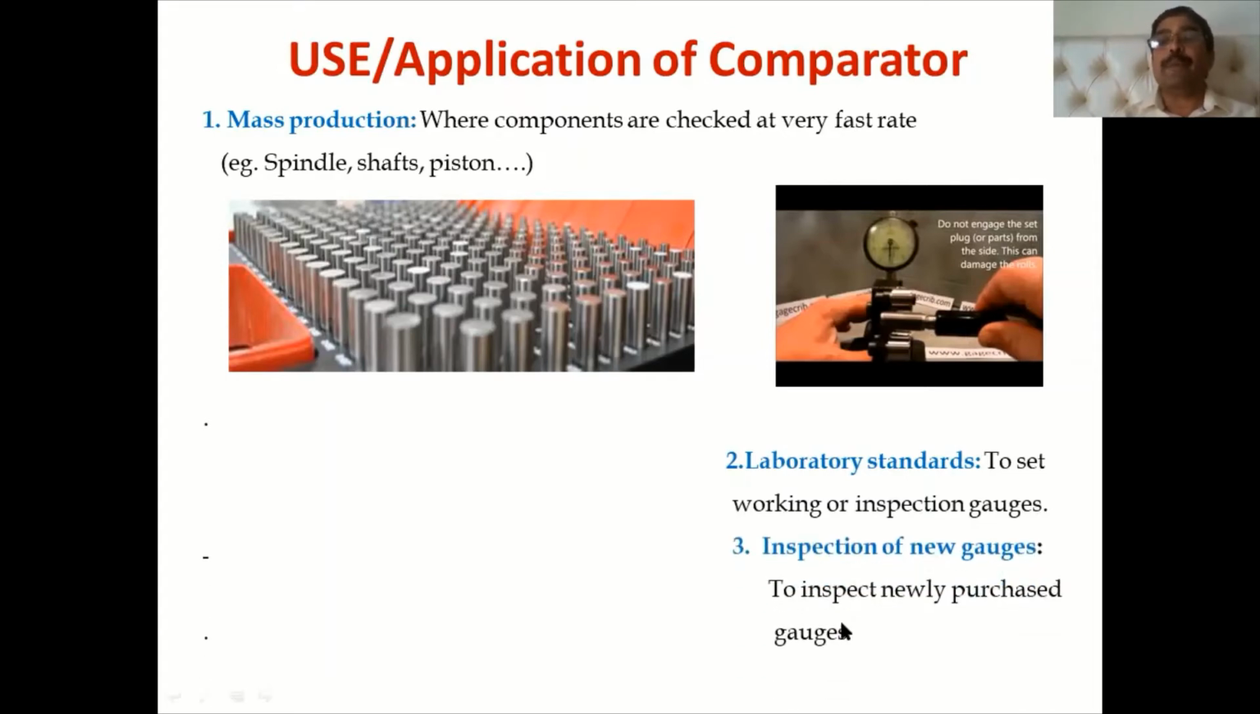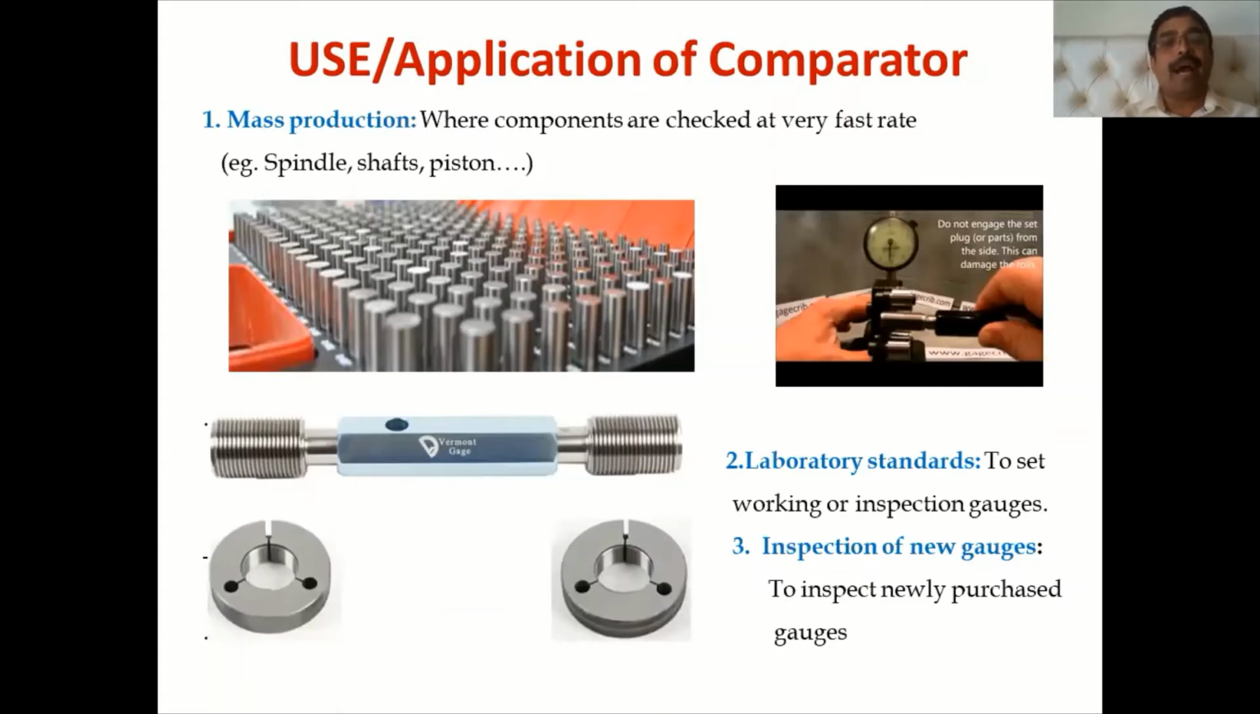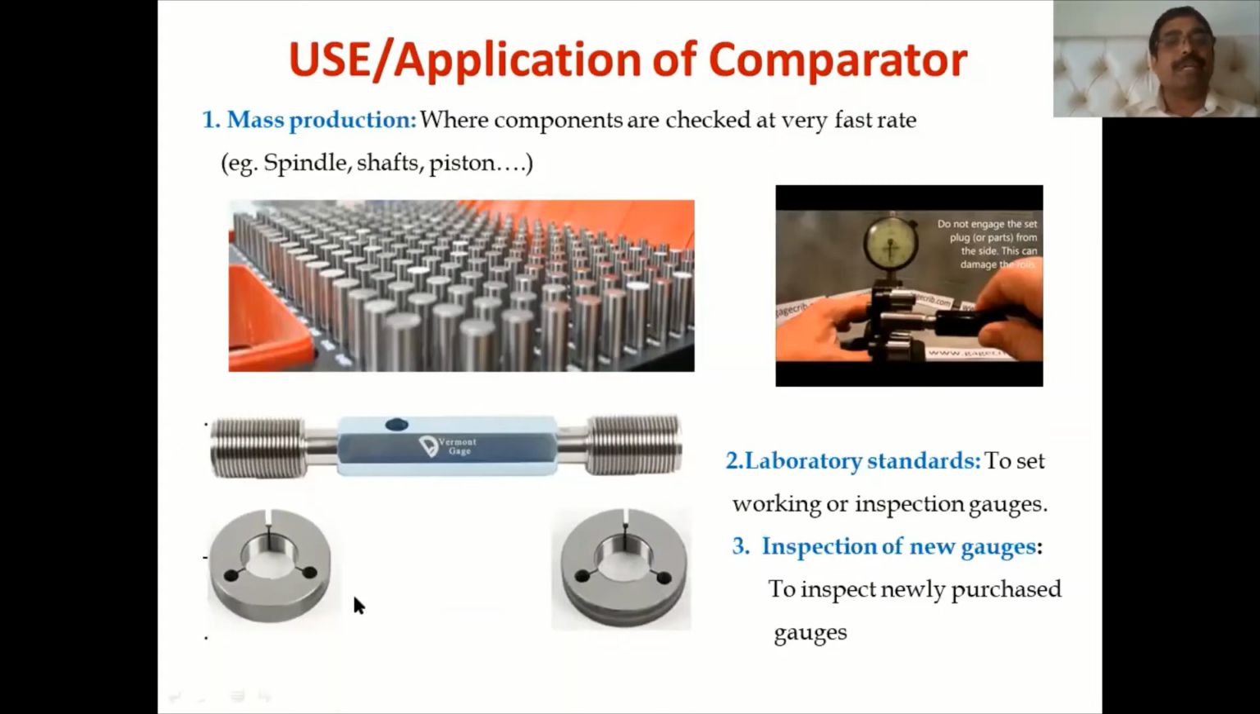Then I showed the inspection of new gauges. So students, when you are buying the new gauges, right, for your industry, they have to be inspected. So here I showed that one. This is a thread plug gauge, and we are inspecting it by using the go and no go end, and this go and no go end has been checked by using this ring gauge, right? So this is how the newly inspected gauge can be measured or inspected by using the comparators.